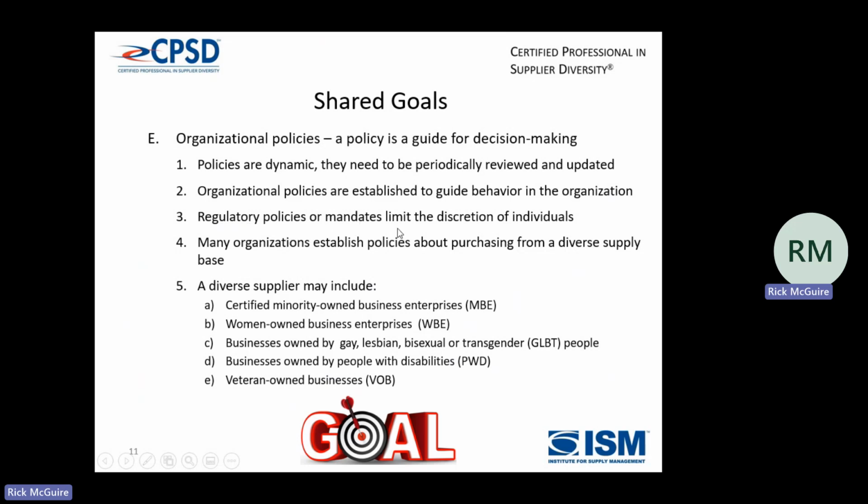Regulatory policies or mandates limit the discretion of individuals. These come from government agencies, and you've got to do them. Many organizations establish policies about purchasing from a diverse supplier base. They say you have to include a diverse supplier in every RFP or something like that. Diverse suppliers may include certified minority-owned business, women-owned business, business owned by gay, lesbian, bisexual, transgender people, business owned by people with disabilities, veteran-owned business. Your corporation would have to go in there and say these are what we are going to consider as diverse suppliers.